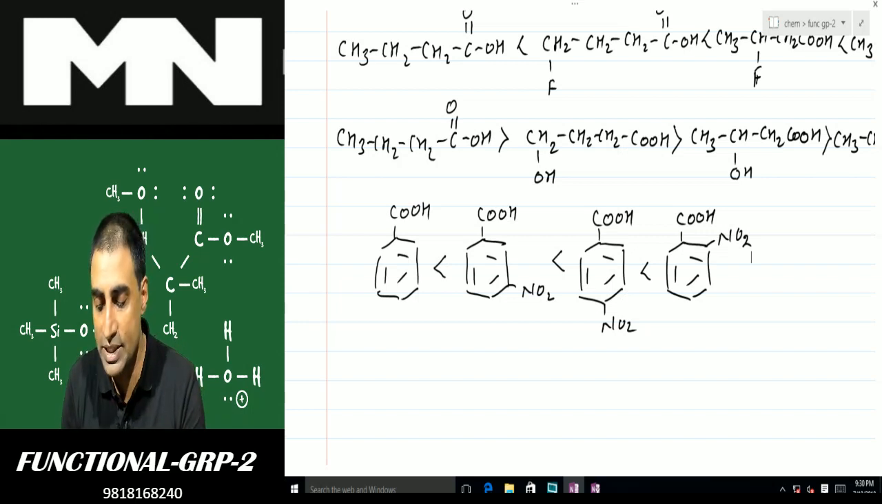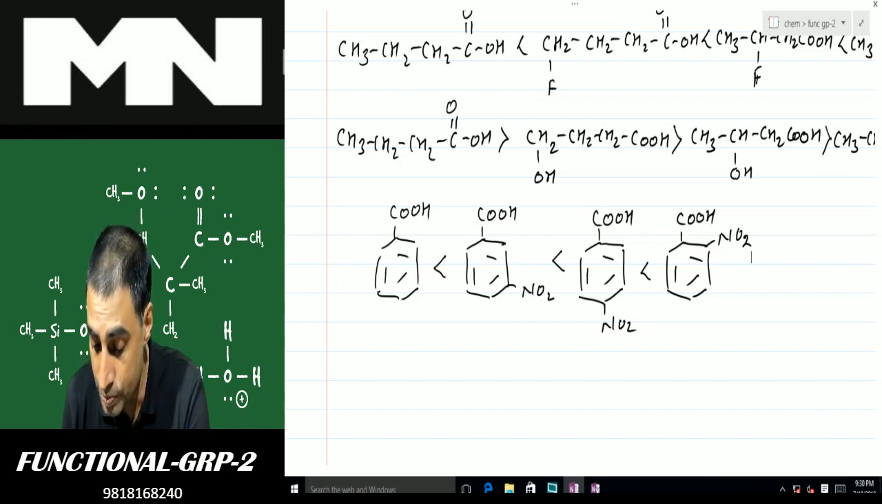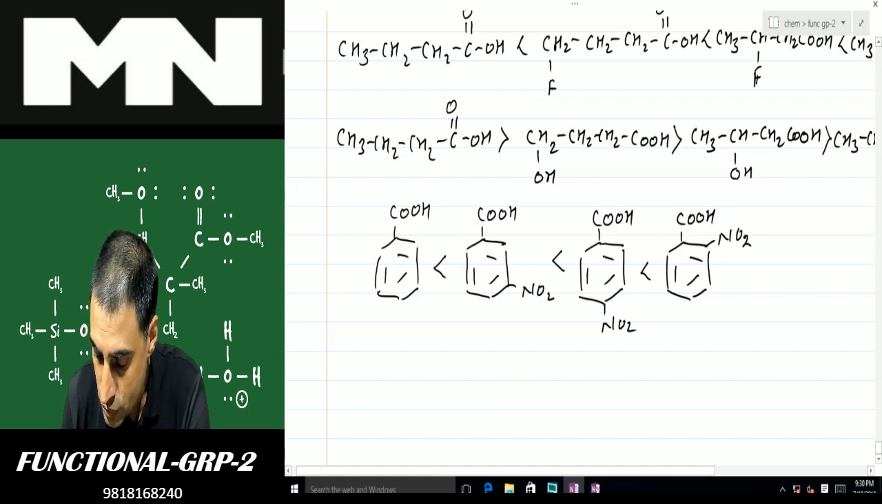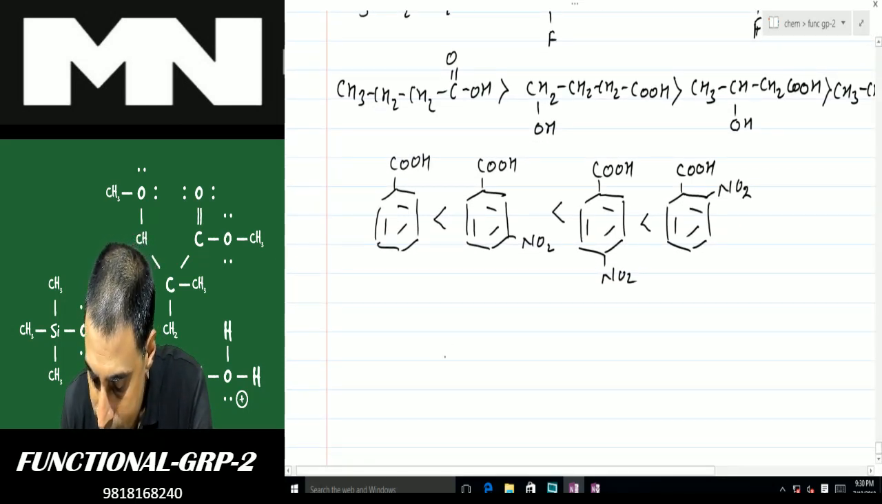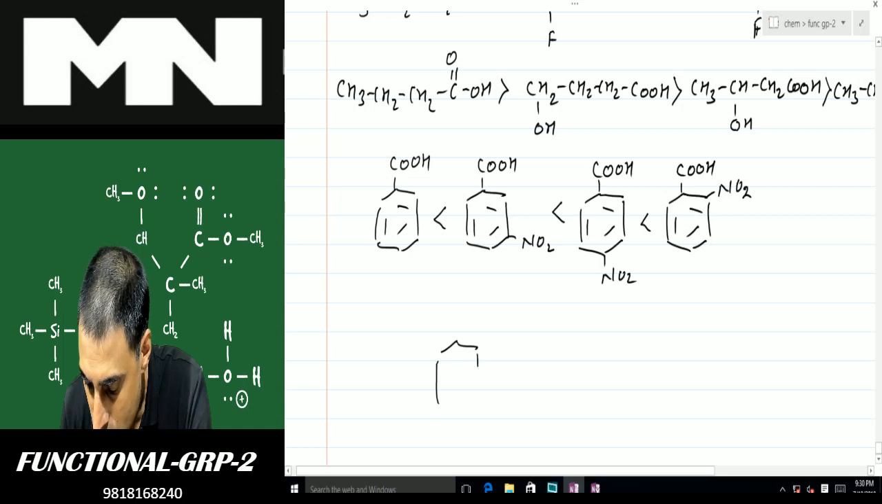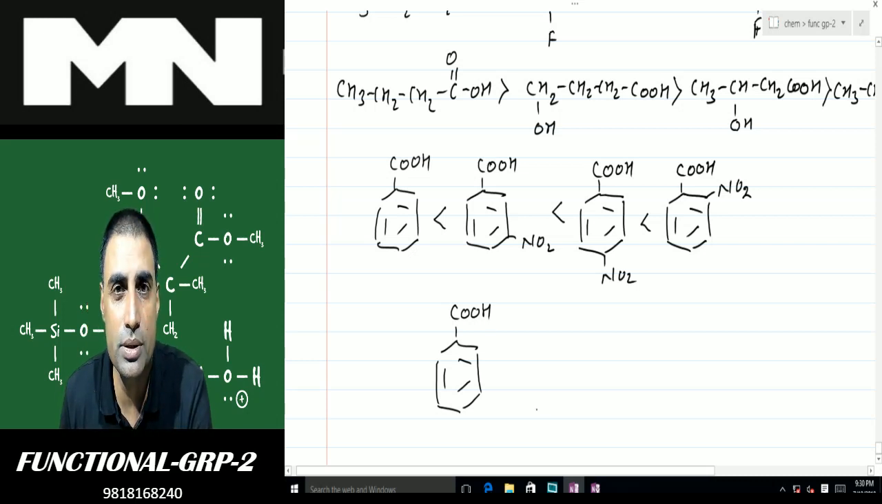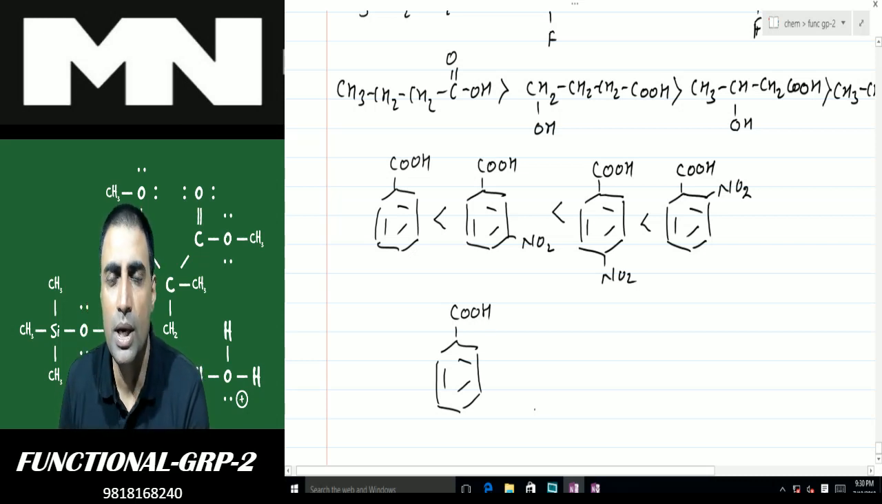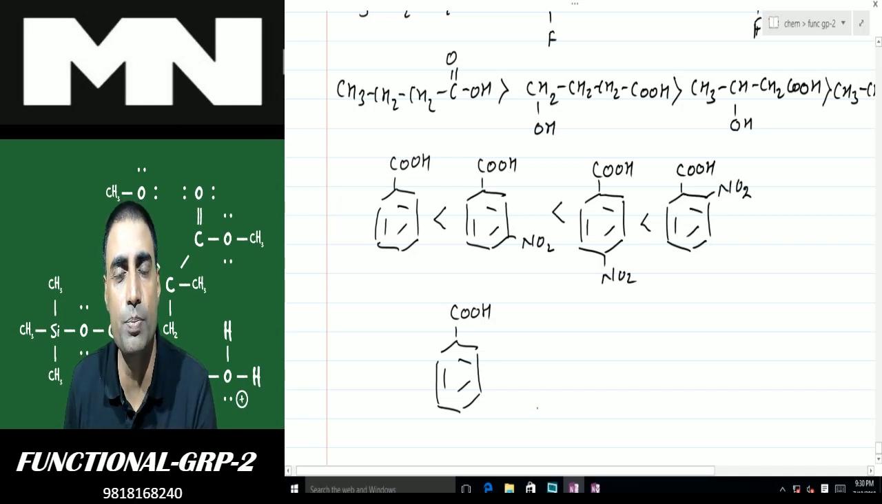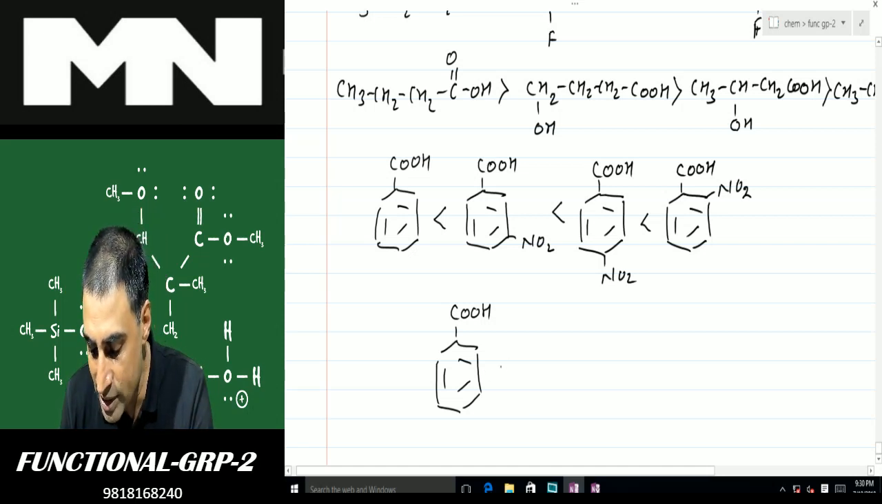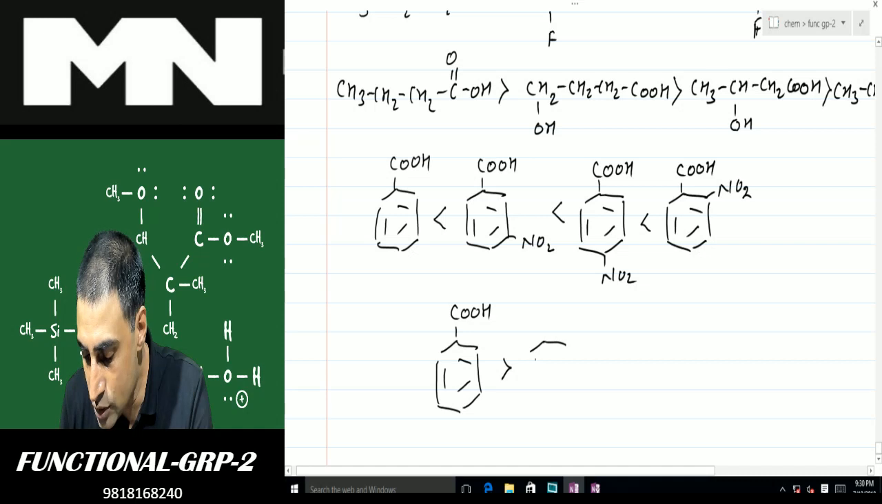Now, I am giving you an example of an electron donating group. In this, I am taking a simple benzoic acid and attaching an electron donating group to it, that is CH3. As I told you, the effect of the substituent group is more pronounced at the ortho and para positions and less at meta. So as compared to benzoic acid, meta-toluic acid will be less acidic.